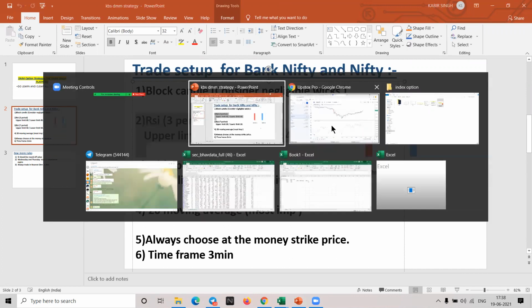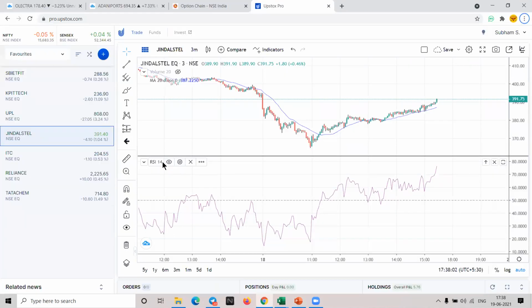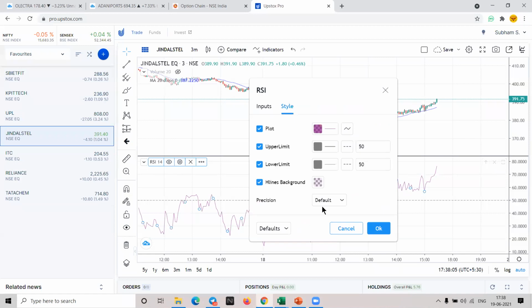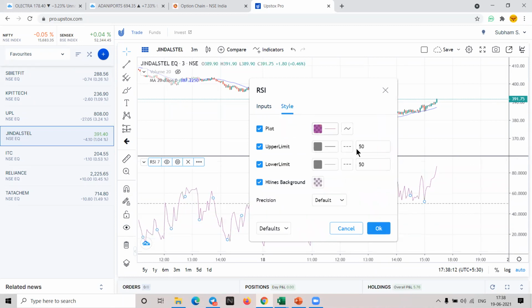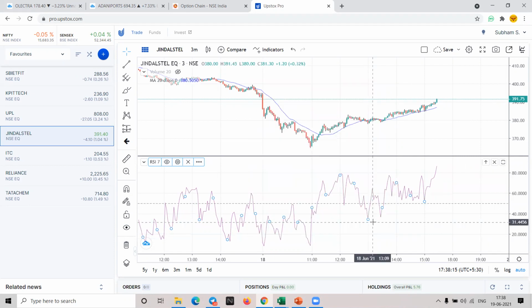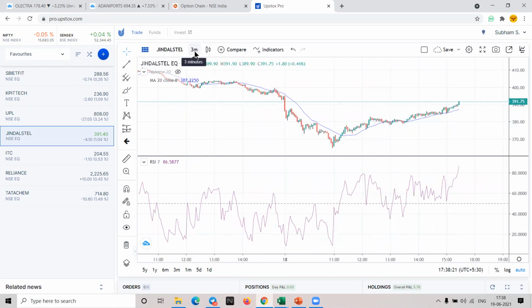How can you change it? At present, by default, it will be 14. You have to change that 14 to 7. We use 7-period RSI in this. In style, the upper limit and lower limit should both be 50. And this is how it will look: 7-period RSI, 20 moving average, time frame of 3 minutes.